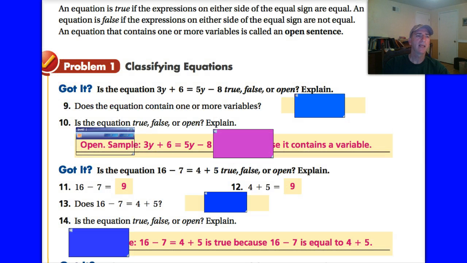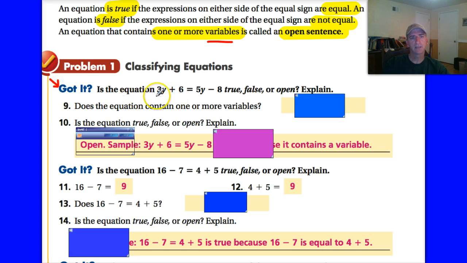Here it is. An equation is true if the expressions on either side of the equal sign are equal. An equation is false if the expressions on either side are not equal. An equation that contains one or more variables is called an open sentence. There it is.